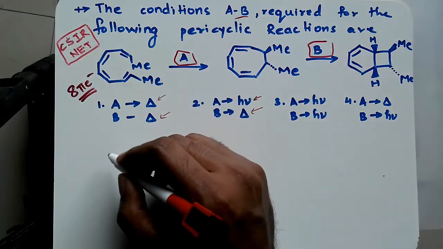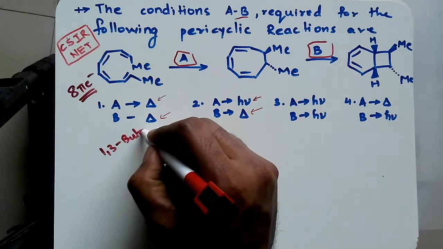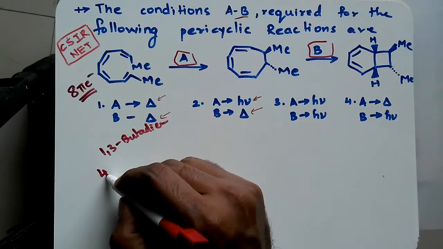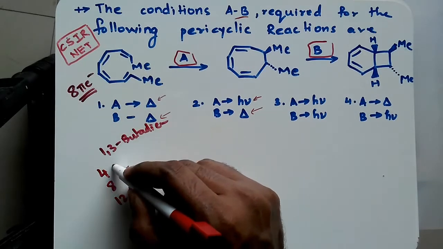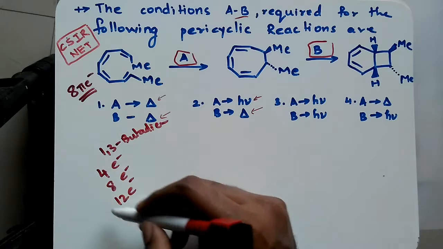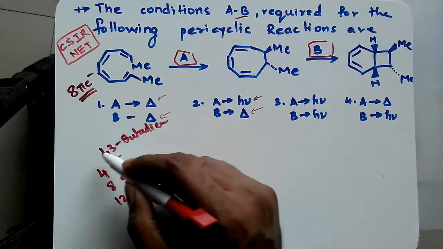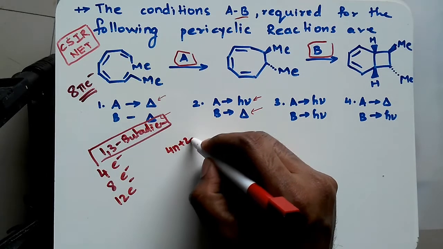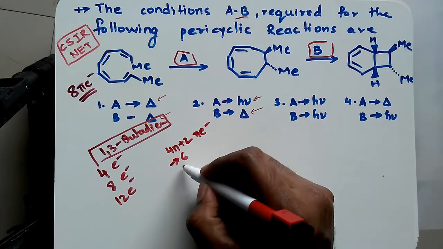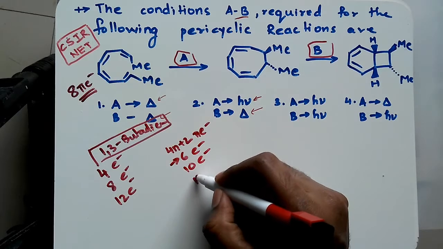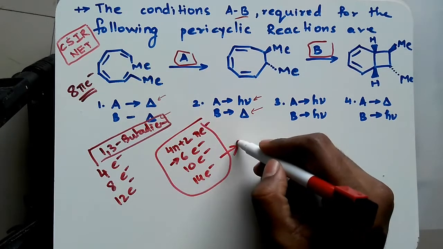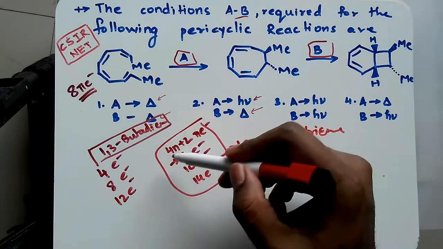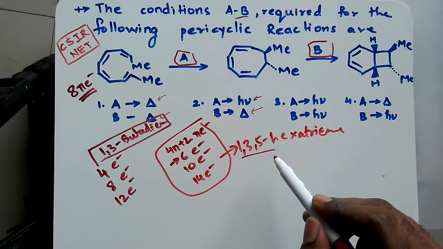That means we have to check for the 1,3-butadiene case. Just remember multiples of 4, that is 4, 8, 12, 16, 20, all are electron counts I am talking about. If the pi electrons are multiples of 4, then we should check for the case of 1,3-butadiene. In case they are 4n plus 2 pi electrons, that is 6, 10, or maybe 14 electrons, etc., then we go for 1,3,5-hexatriene, the HOMO of it.